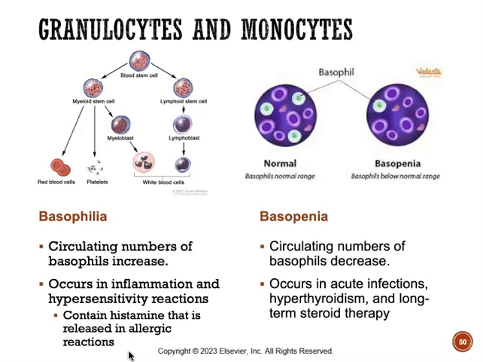And while it's not really discussed commonly, it can really indicate an ongoing stress response or immune suppression. So if we have basophilia, then we can give antihistamines or anti-inflammatory treatments. Whereas with basopenia, we want to look for those signs of immune suppression or any type of underlying endocrine disorder.